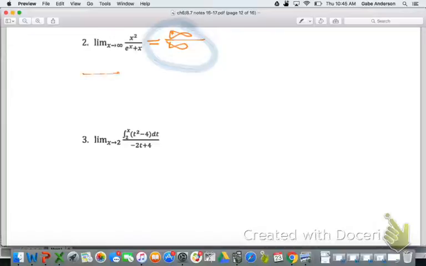So here's the notation I'd want you guys to use. And it's right here, little arrow with an LH, which stands for L'Hopital's rule. And with L'Hopital's rule, what we do is we differentiate the top and we differentiate the bottom. So the derivative of the top is 2x. The derivative of the bottom would be what? E to the x plus 1. Yep, that's right. And so once we've done that, then we retry the limit again.